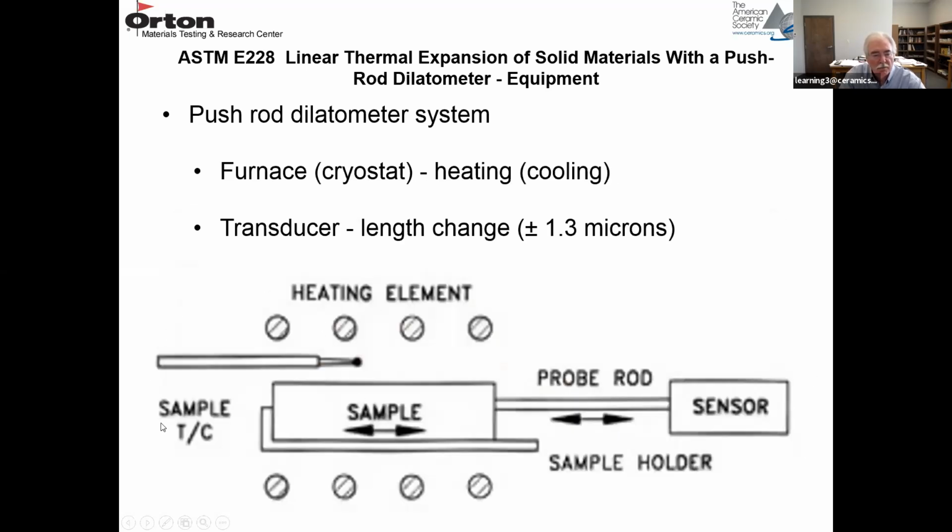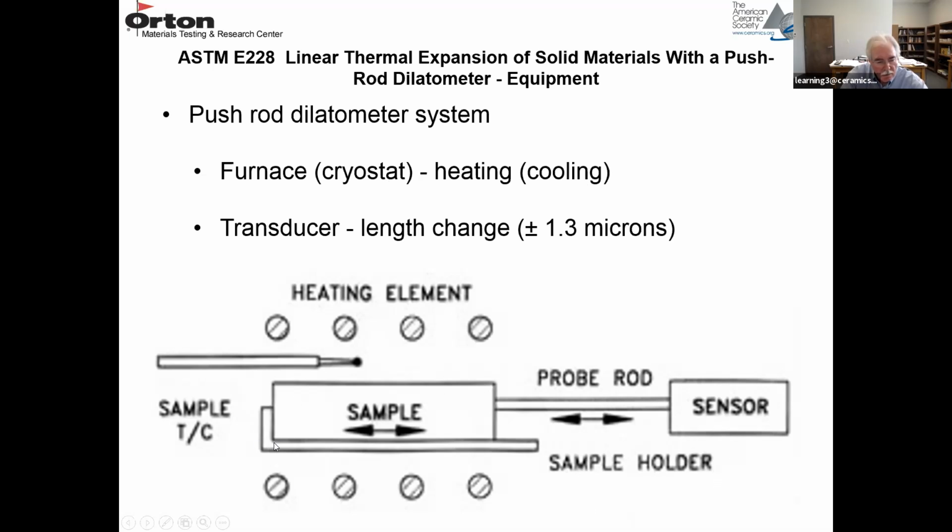So this is a schematic of the entire system. Push rod dilatometer system. You can have a furnace for heating the sample. I mentioned that you can go down to liquid nitrogen temperatures. So you'd have a cryostat for cooling. So you can do a heating cycle or a cooling below room temperature cycle. You have a transducer that measures the length change, a very accurate transducer, plus or minus 1.3 microns.